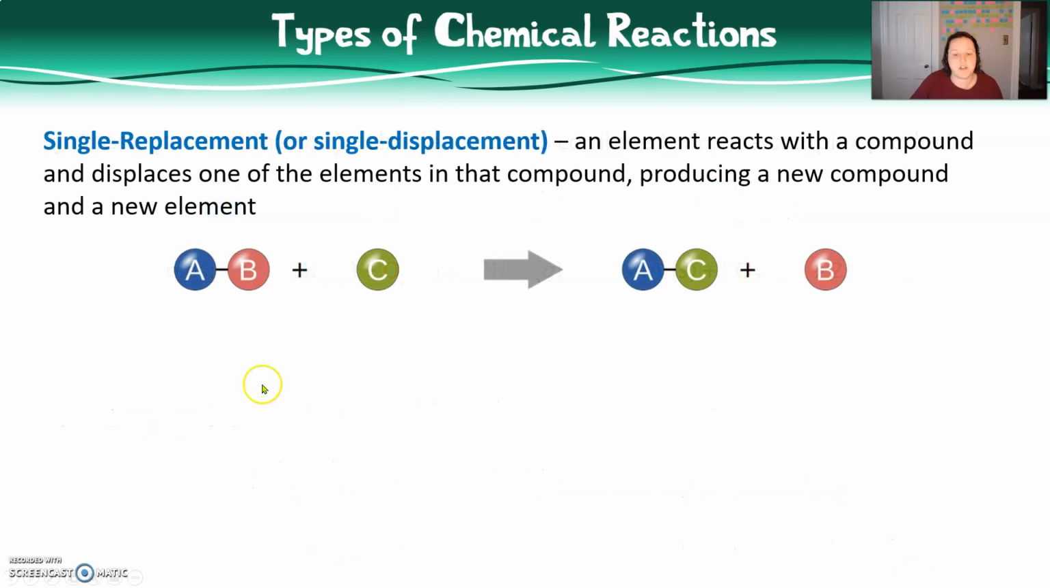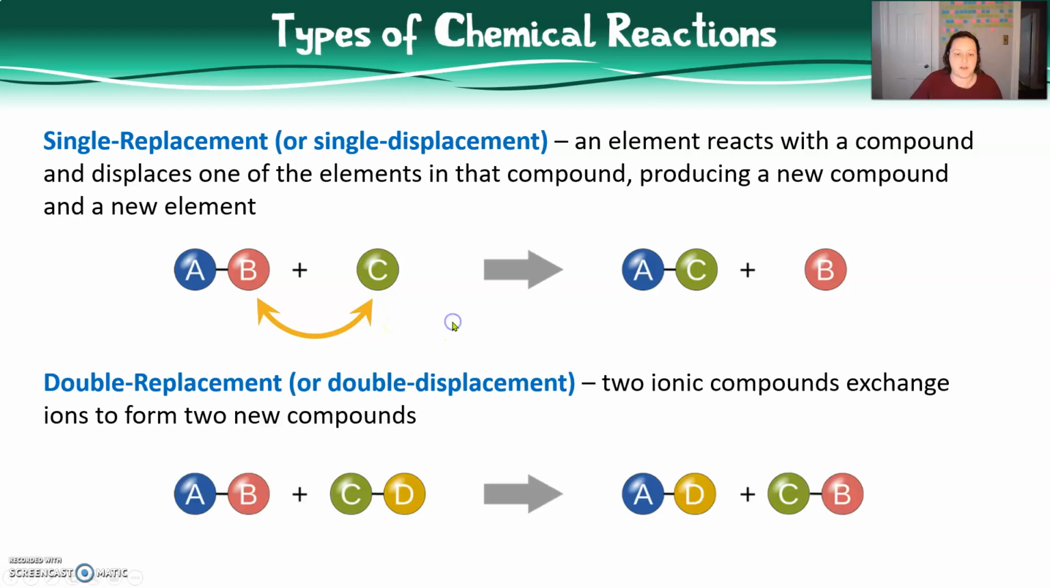The next two classifications represent another pair with similarities. Single replacement or single displacement reactions occur when an element reacts with a compound and displaces one of the elements in that compound, as indicated here by element C switching places with element B in the AB compound. Double replacement reactions occur between two ionic compounds when the cations or anions switch places, as indicated here by B and D swapping places in the reactant compounds, forming two new product compounds, AD and CB.